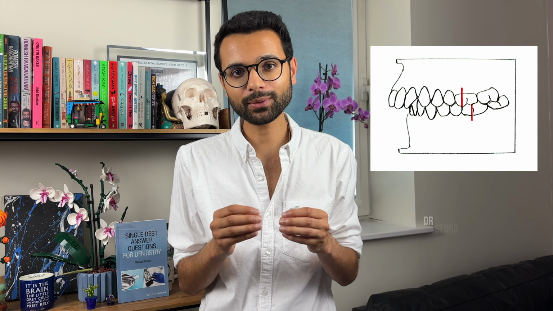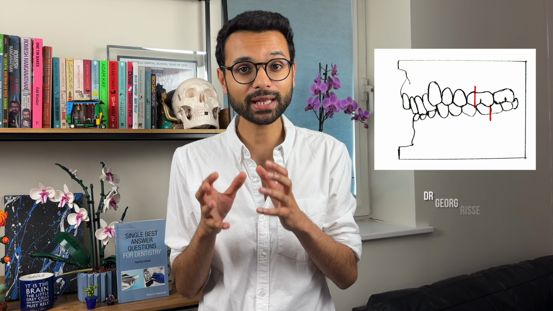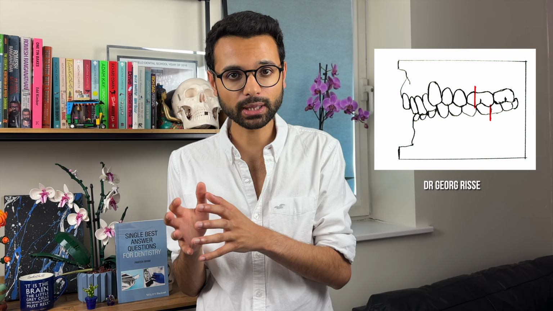In a class 2 relationship, the mesiobuccal cusp of the maxillary first permanent molar occludes anterior to the buccal groove of the mandibular first permanent molar. So this would give a patient a retrognathic profile. And in fact, class 2 has two subdivisions. We have class 2 division 1, which is where we have class 2 molars along with either normally inclined or proclined maxillary incisors. And then we have class 2 division 2, which is where we have class 2 molars with retroclined maxillary incisors.